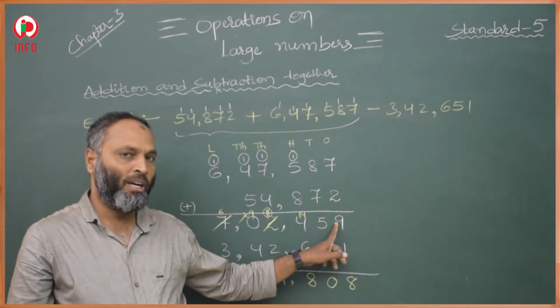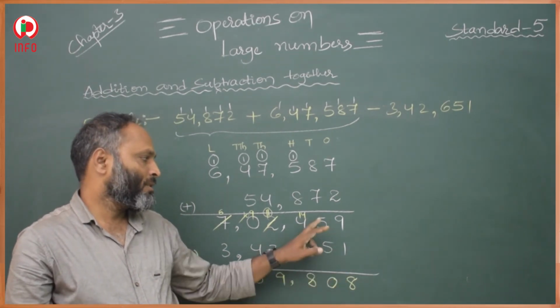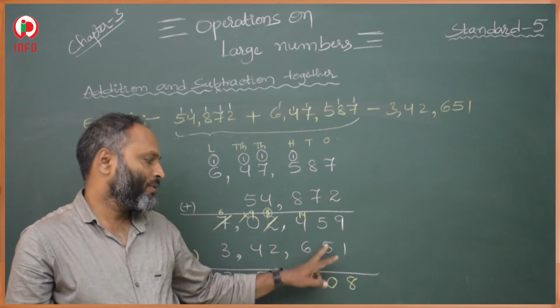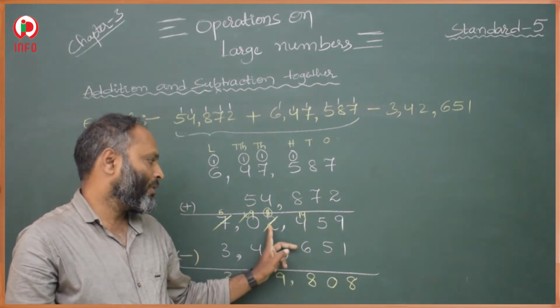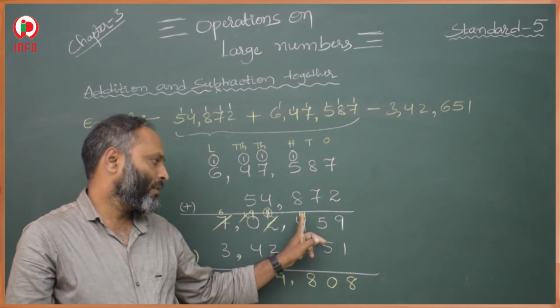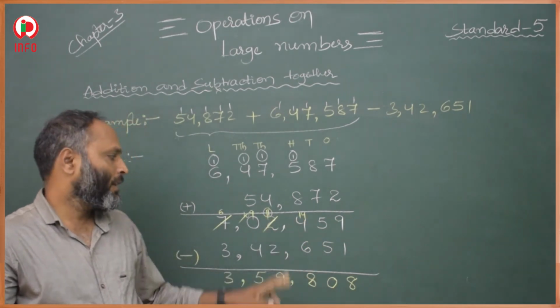Minuend is bigger. No need to take borrow. 9 minus 1 is 8. This minuend and subtrahend both are same. The answer is 0. Minuend is lesser. Then you take borrow from here. It becomes 14. 14 minus 6 is 8. It becomes 1. Then 1 and 2.